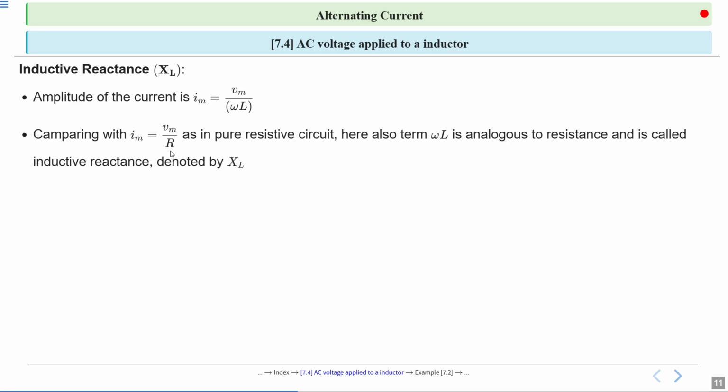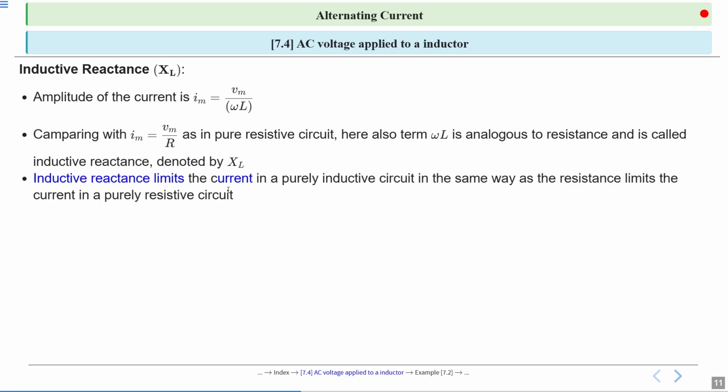So R is the resistance in the resistive circuit. Okay, the same role is being played by omega L in the case of the inductor. So this is the inductive reactance, that is the opposition offered by the inductor to the flow of current. The resistance is the opposition offered by the resistor to the flow of current. Okay, so omega L is analogous to the resistance and is called inductive reactance, denoted by XL. So this XL symbol is for inductive reactance.